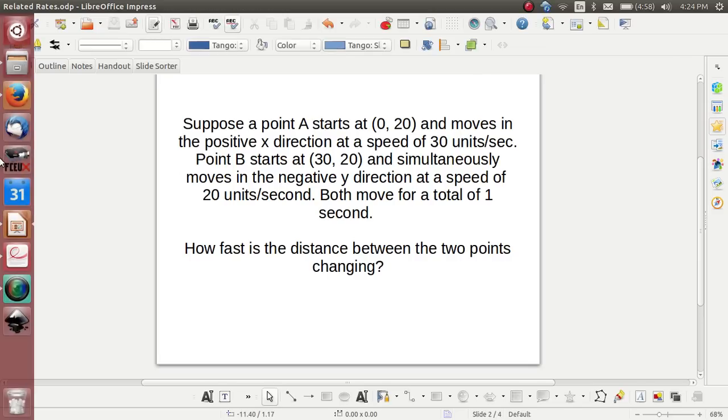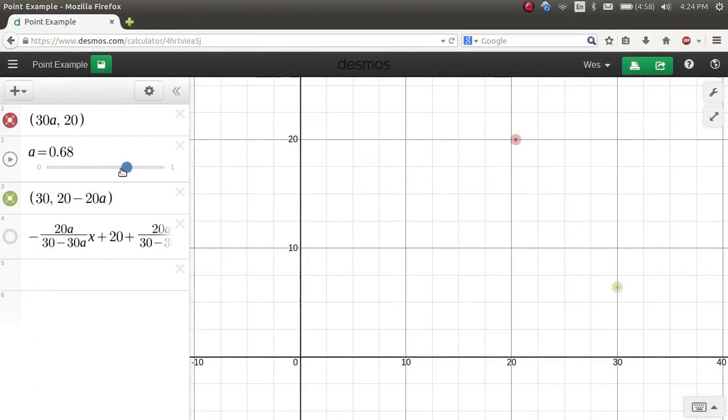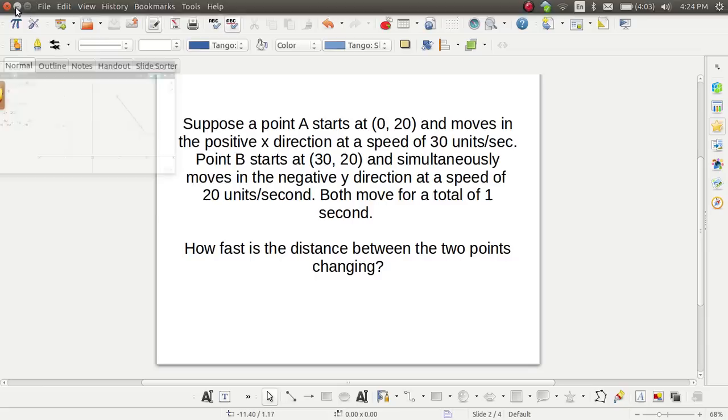Now let's just go over to Desmos and look at this problem specifically. So here's the point A, here's the point B, and you see how they're moving. A is moving to the right, B is moving down. We can construct a line segment that represents the distance between these two, and you can see as they're moving, this line segment is changing length.